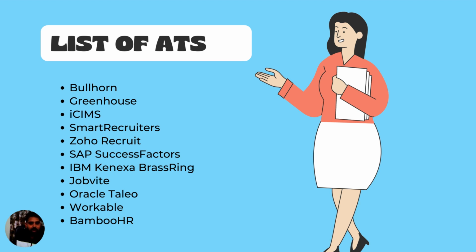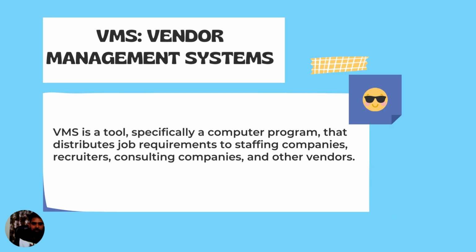Now we have covered ATS. Now I will explain the next topic. We have VMS. So VMS is Vendor Management System. VMS basically works on the client side. Means what you can do, you can submit resumes to the client directly with the help of VMS, and can track the record updates of the candidate.